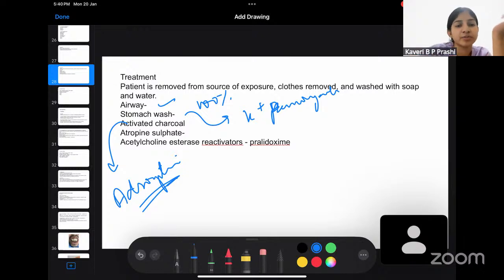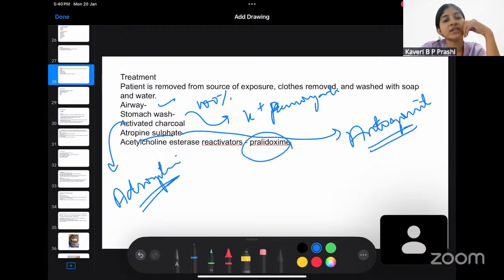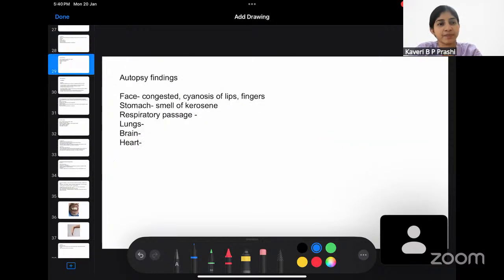You can give atropine sulfate, which is a physiological antagonist of organophosphate. And finally, you can also give a trial of pralidoxime. Pralidoxime is an acetylcholinesterase reactivator, but remember you have to give it within 6 hours. If you give it after 6 hours, no use because aging of the enzyme would have taken place.